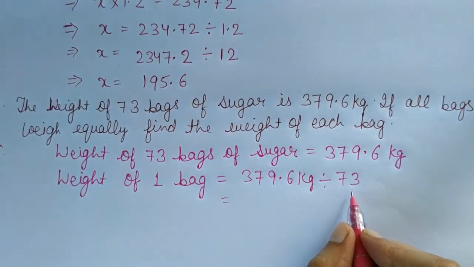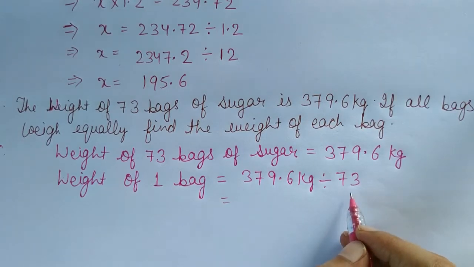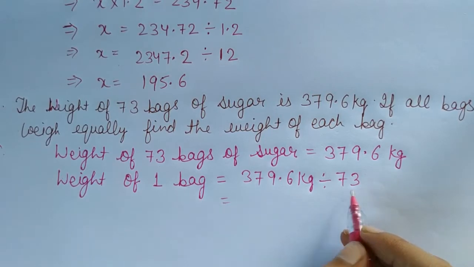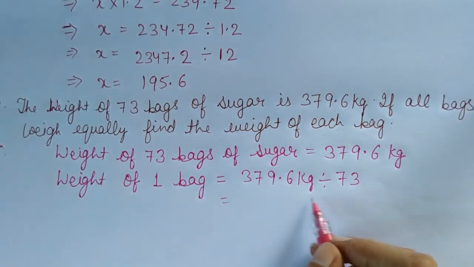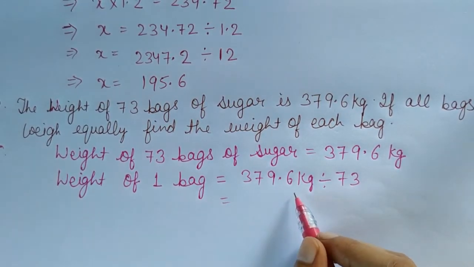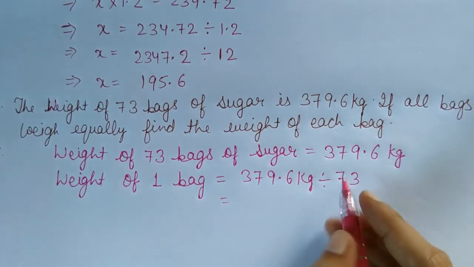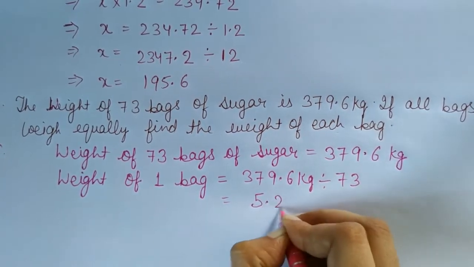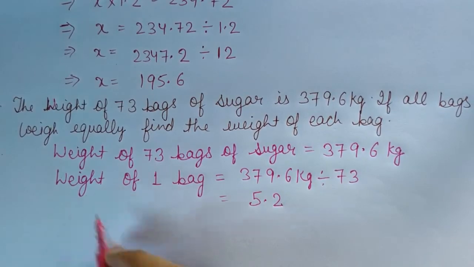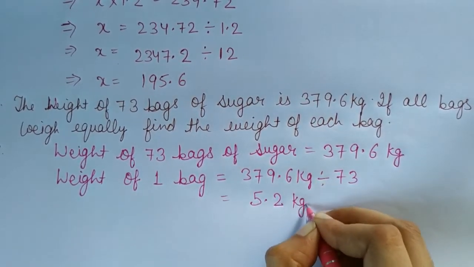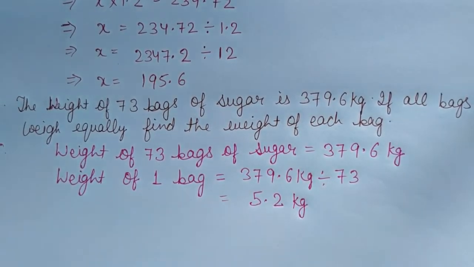73 is itself a whole number, or we can say an integer. Here we have to find the integer, so 73 is itself an integer. So we will directly divide. When we divide 379.6 by 73, we will get 5.2. Since we are asked the weight, our answer must be in the form of kilogram.